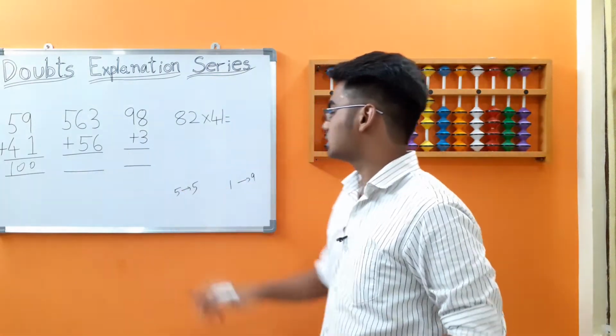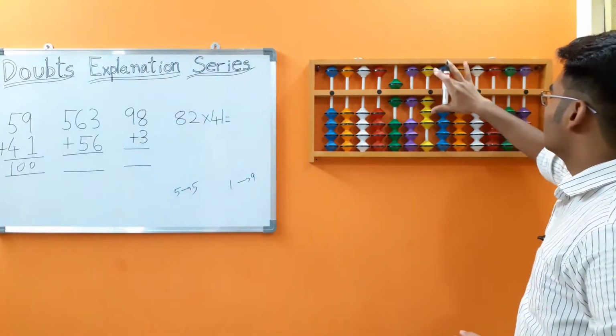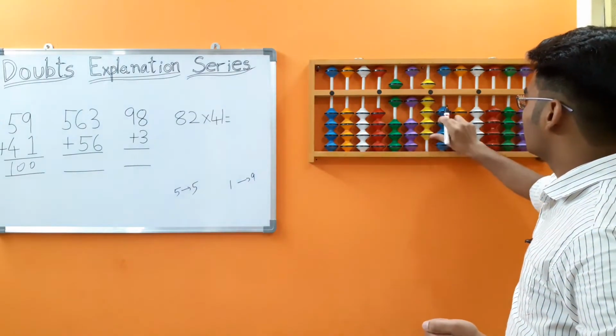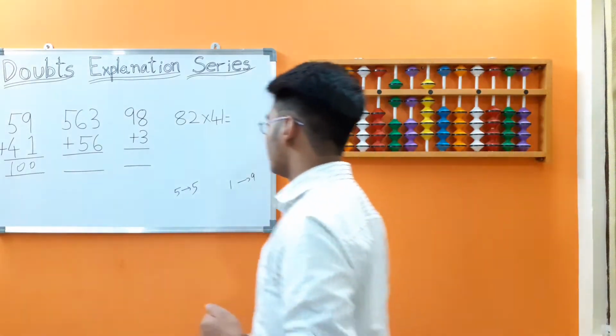Next up 6 on the units rod. We only have 3 beads on units rod, so we can add 6 directly. Got the answer as 619.